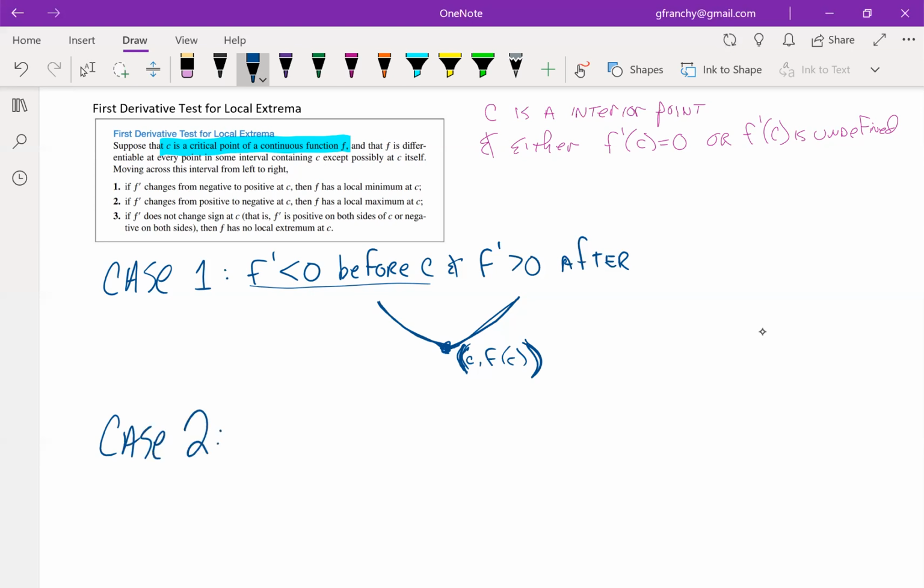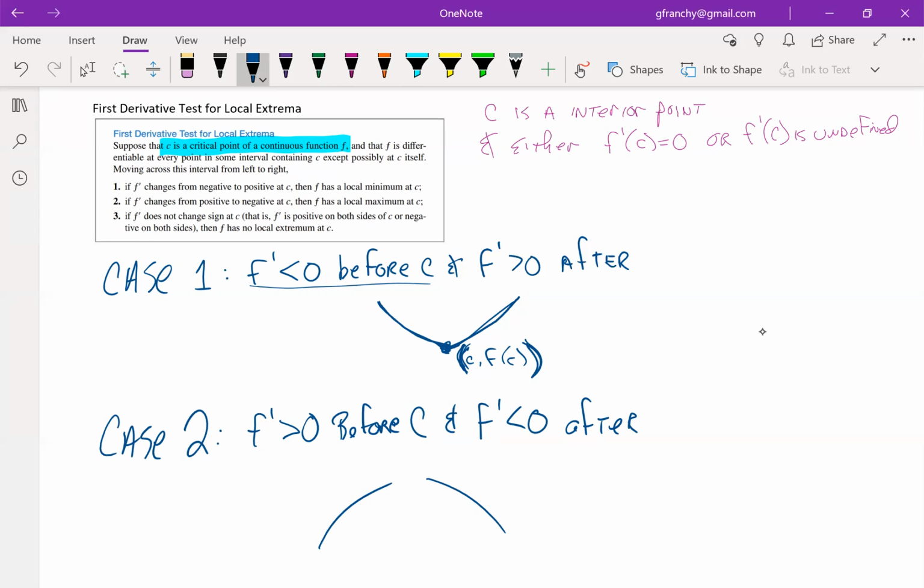It's going to be a similar thing for case two, where the derivative is positive before C and negative after. If it's positive before, it has to be increasing. If it's negative after, it has to be decreasing. And since it is a continuous function, that does have to meet at the point C, f of C.